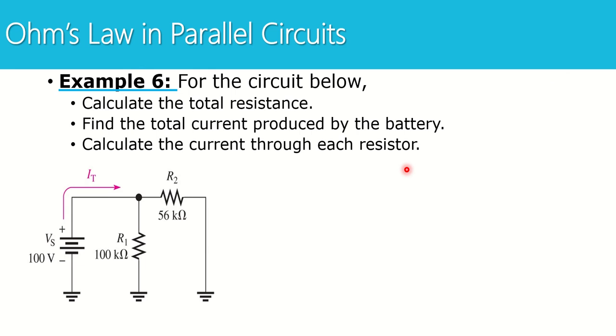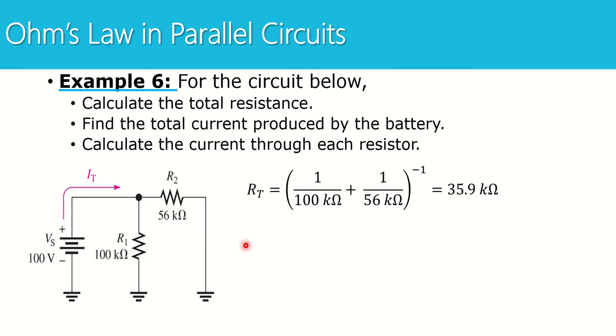In our last example, we have Ohm's law for a parallel circuit. We're going to calculate the total resistance for this circuit, the total current produced by the battery, and the total current through each resistor. So I can see that I have a total current here that splits and takes two paths. Here's path 1, here's path 2.